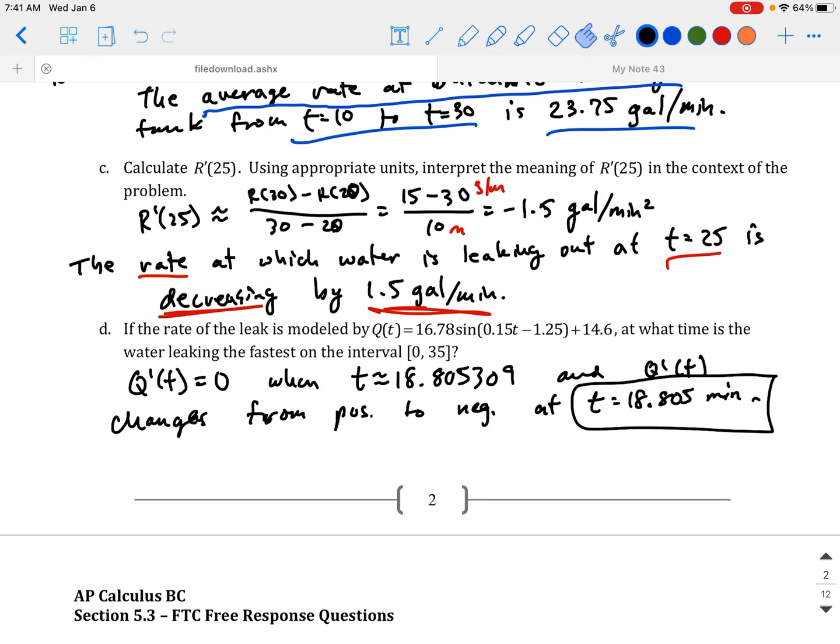So again, you could check that by taking the derivative and graphing it. But note, for calculator questions, you can do all of the work on your calculator and then just provide your explanation. You don't explicitly have to find Q prime of t, although it can be helpful.